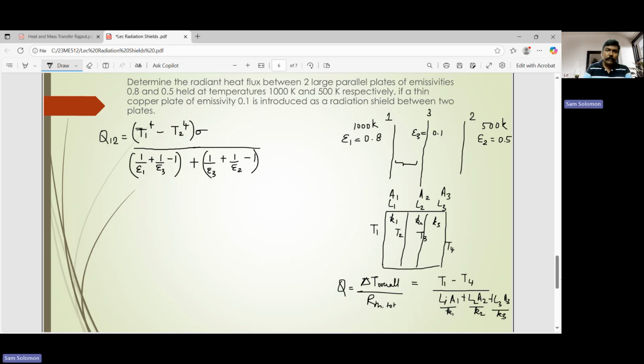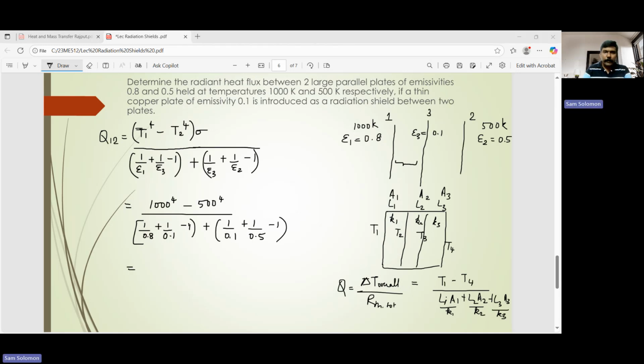That's it. So if you are going to substitute the values over here, then that is going to give you the answer. So 1000 power 4 minus 500 to the power 4 whole divided by 1 by 0.8 plus 1 by 0.1 minus 1 plus 1 by 0.1 plus 1 by 0.5 minus 1.